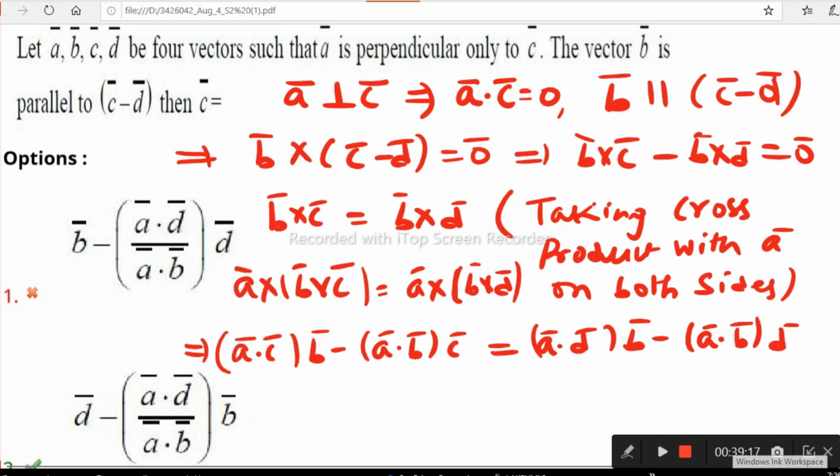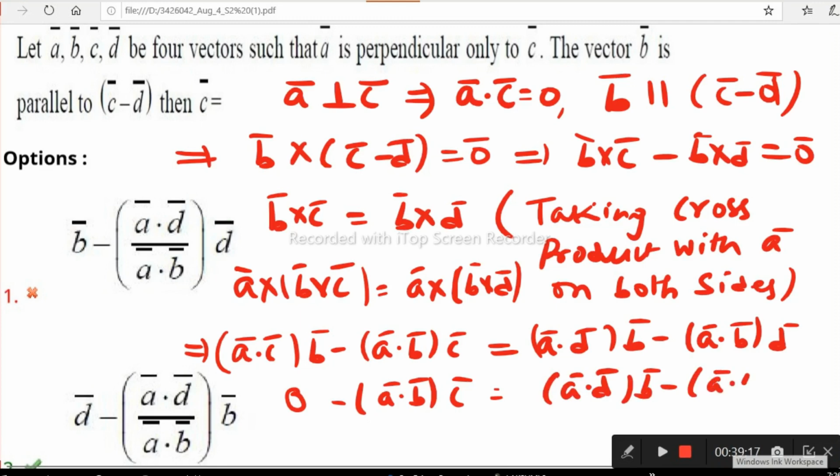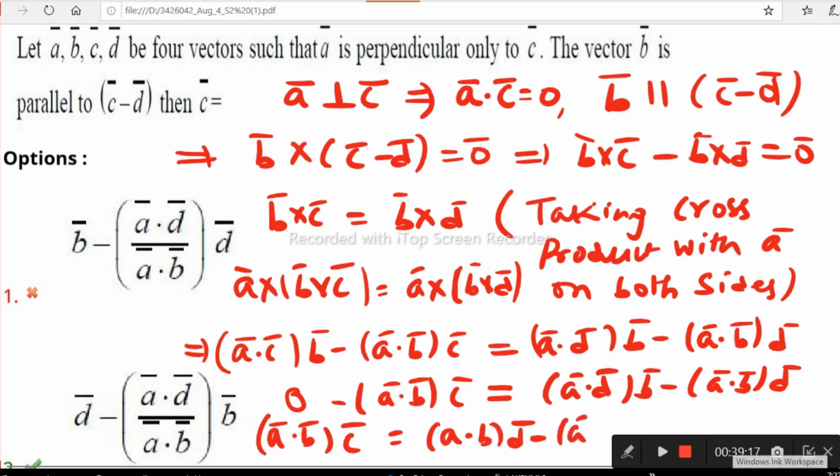Now A dot C we have 0, that's why the first term is 0. We used A dot C. Now what is left over? Minus A dot B into C bar is equal to A dot D into B bar minus A dot B into D bar. To remove the minus sign, multiply by minus: A dot B into C is equal to the right side with minus multiplied, taking the next term first: A dot B into D bar minus A dot D into B bar. Keep it ready like this. We need C, so how do we get C? We have to divide by A dot B.